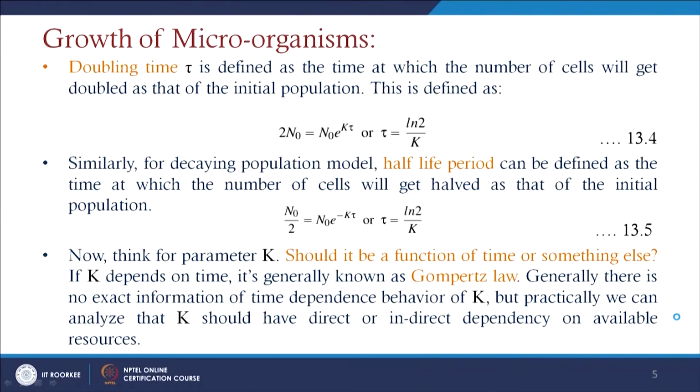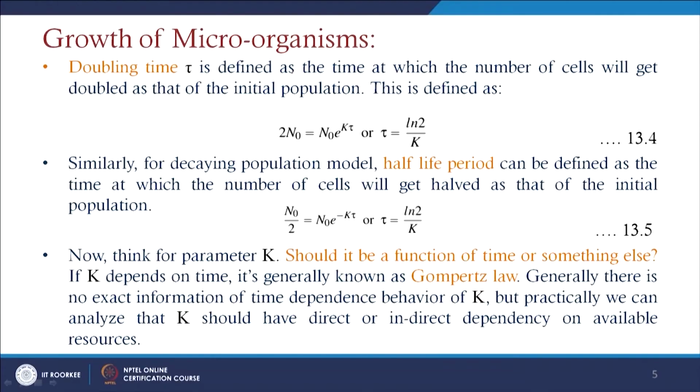If the population size is doubled at some level, this is called the doubling time period, and we want to calculate how much time is required. The doubling time t is defined as the time at which the number of cells gets doubled relative to the initial population. We consider our solution n of t equals n0 e to the power kt, where initially at t equals 0, n is n0.